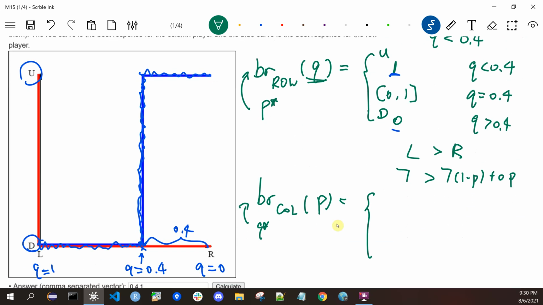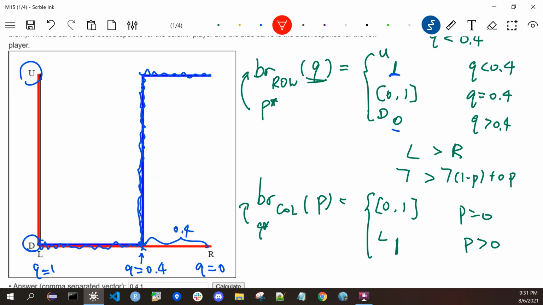So we have the comparison again. That basically says P is larger than 0, right? So when P is 0, then we have 7 on both sides, so I don't care how I mix. I'm going to mix any way I like. If P is strictly larger than 0, then 7 is strictly larger than whatever that is. So I'm always going to play L, and playing L means Q is 1, because Q is the probability of playing L.